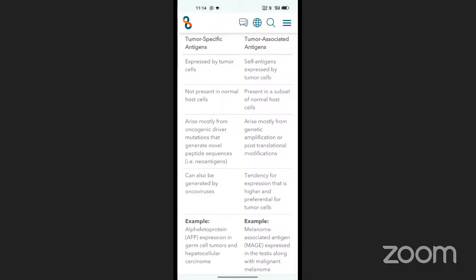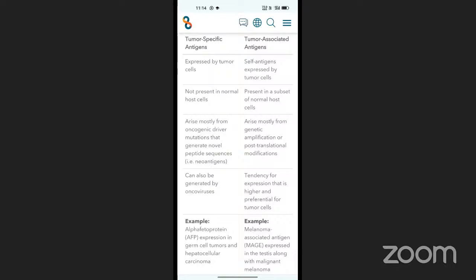For example, melanoma associated antigens, especially in the testes along with the malignant melanoma. These are a few examples of tumor specific and tumor associated antigens. According to your book, tumor specific antigens are unique to the tumor cells and do not occur on the normal cells in the body. They may sometimes be induced by viruses or carcinogens. They have given one example.